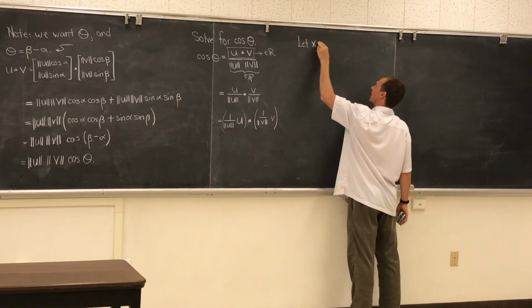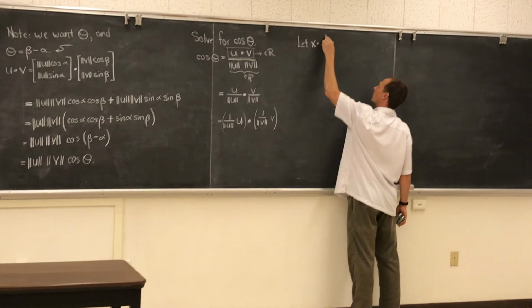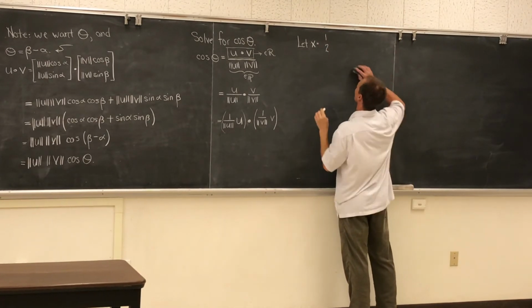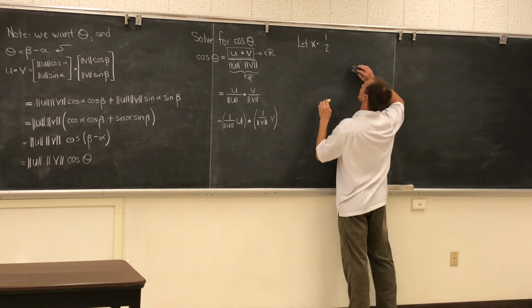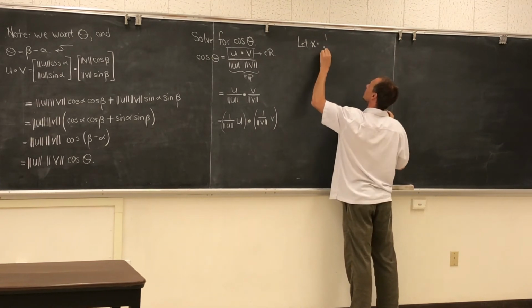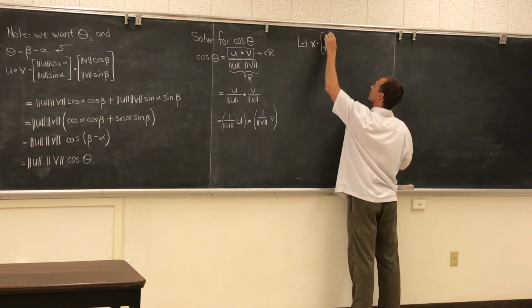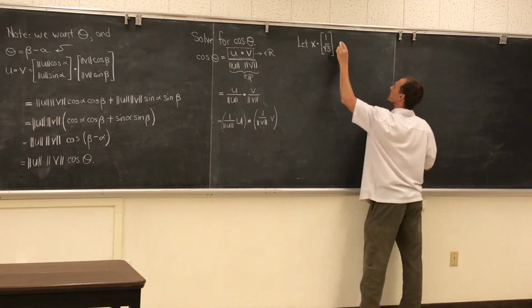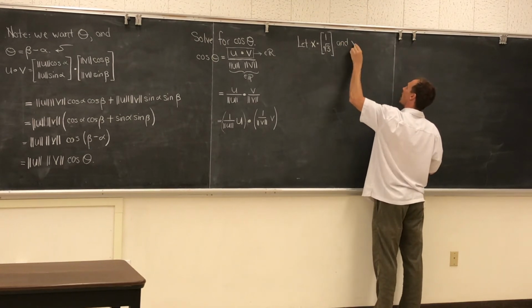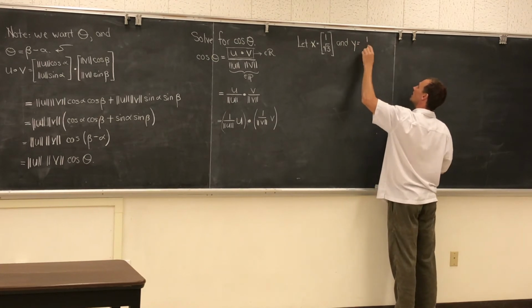Let the vector x be 1, square root of 3. There's something more interesting. And the vector y, let's write this as, how about 1, 0.